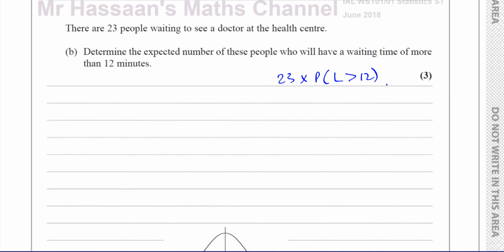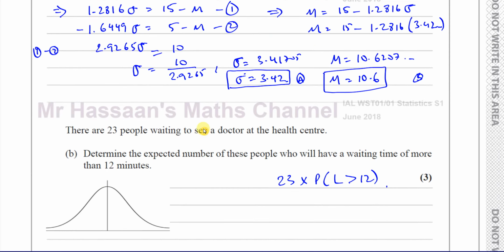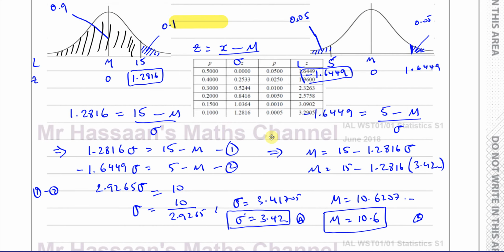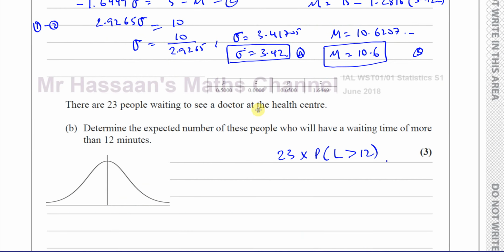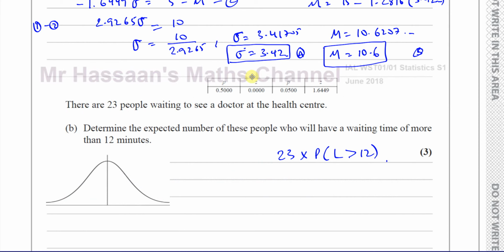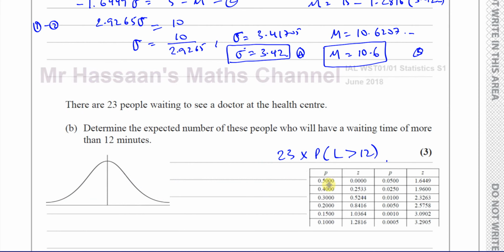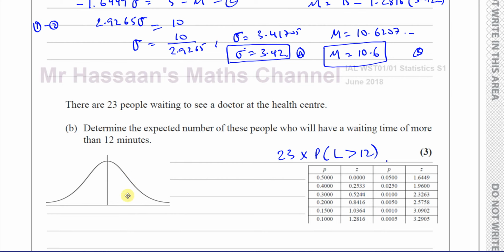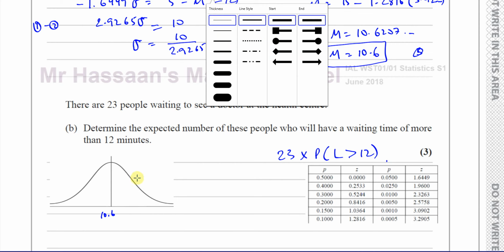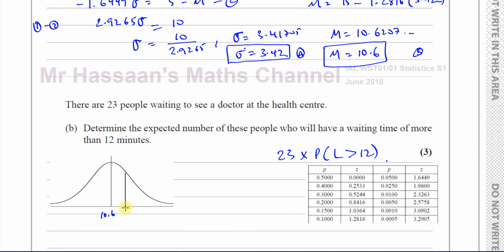So again, I can use my pre-prepared curve. And I might need my table as well. I think I might need this table. Perhaps not. I'll just have it ready in case. Put it down here. Now, it says here 12 minutes. We know already the mean is 10.6. So I know for sure that the waiting time of 12 is going to be more than the mean. It's going to be over here. This is 12.